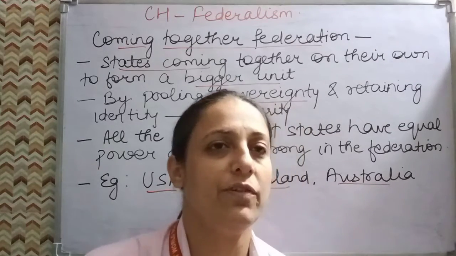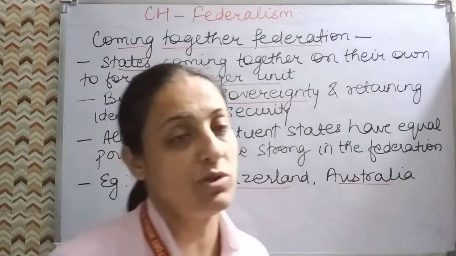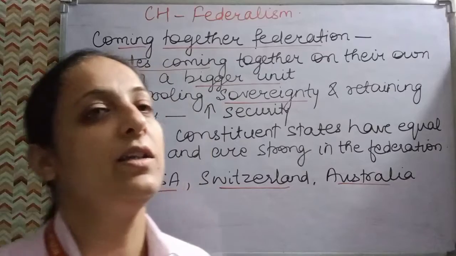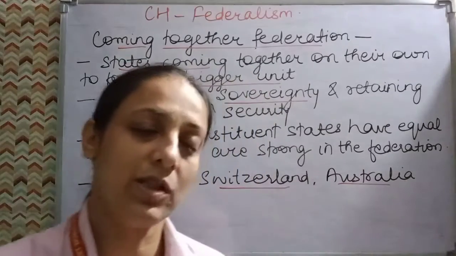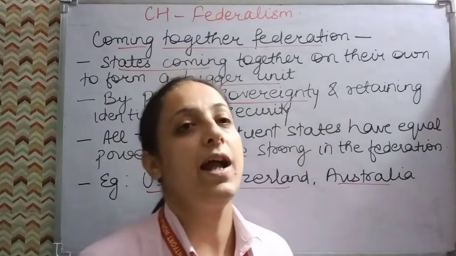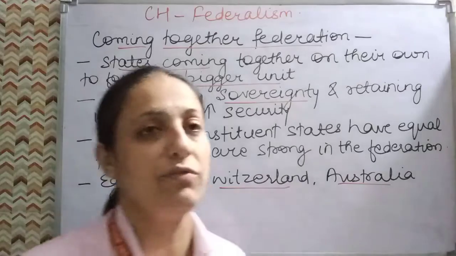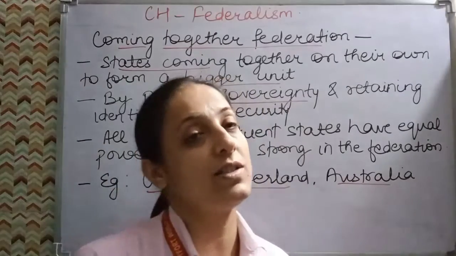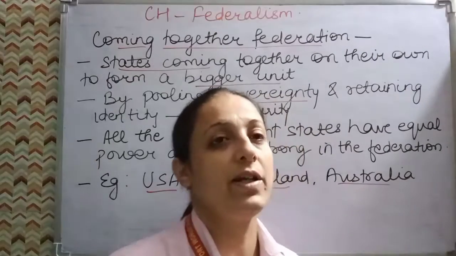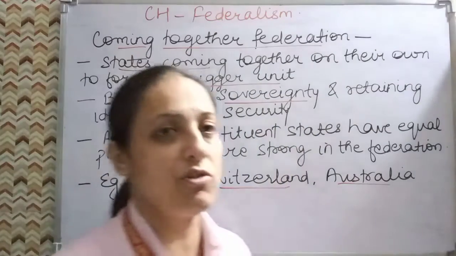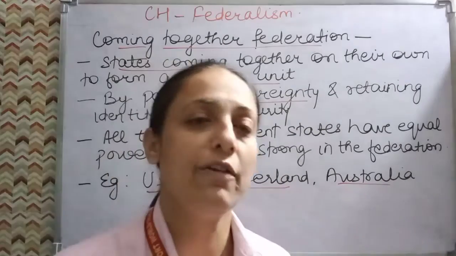So in holding together federation, the large country divides its power between the constituent units and the national government, and here the union government is more powerful. It will dilute its power downward to the state government and the local government. Wherever a holding together federation is formed, some states have unequal power and some have special power. An example of holding together federation is India.